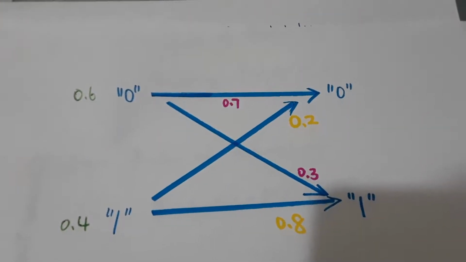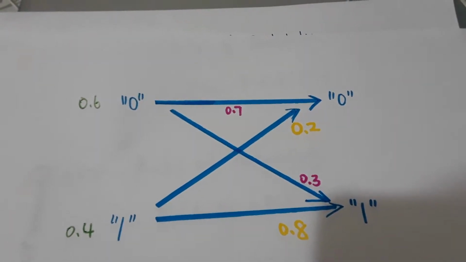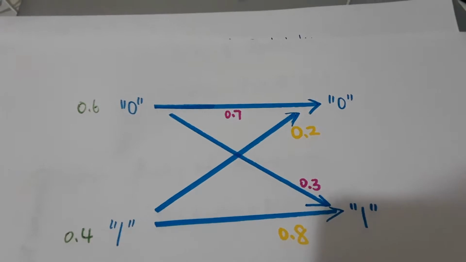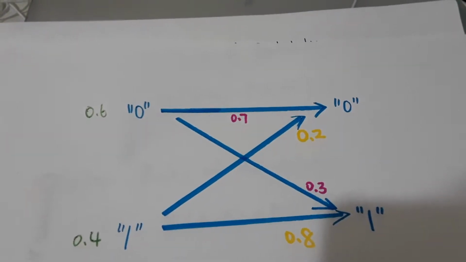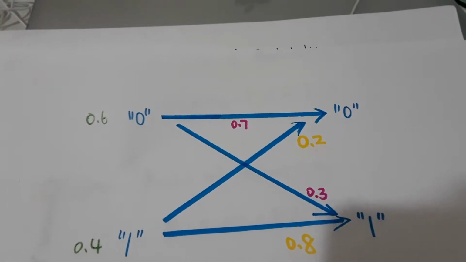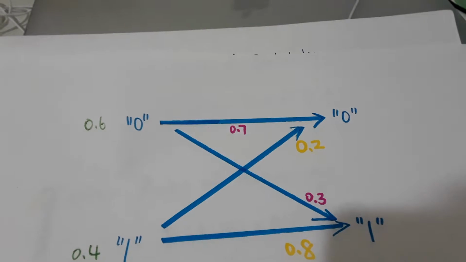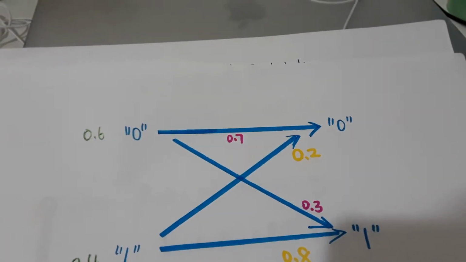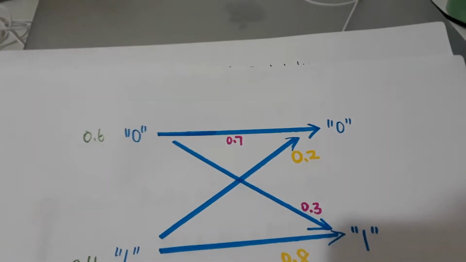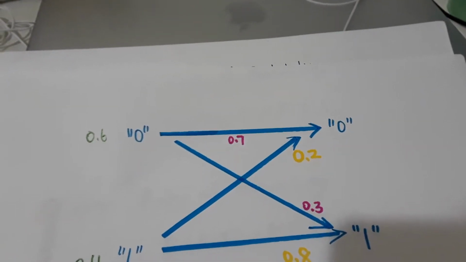Suppose the transmitter sends out 0 with probability 0.6 and 1 with probability 0.4. When the signal 0 is transmitted, the receiver receives 0 with probability 0.7 and 1 with probability 0.3. When 1 is transmitted, the receiver receives 0 with probability 0.2 and 1 with probability 0.8.